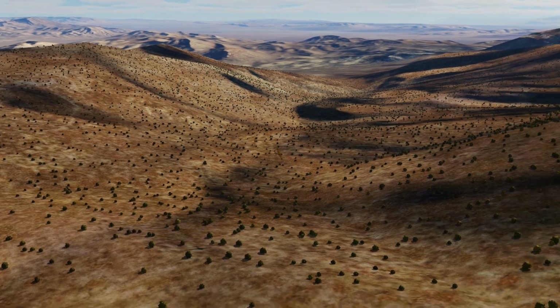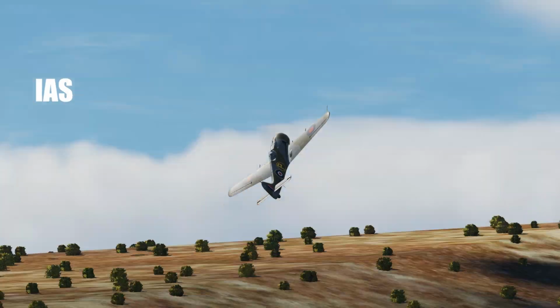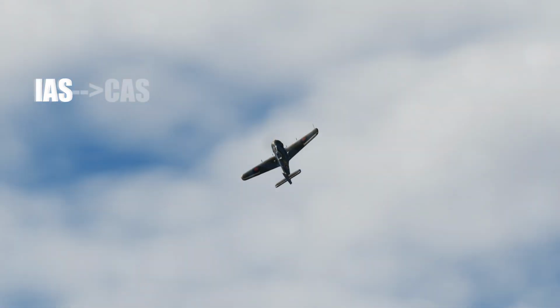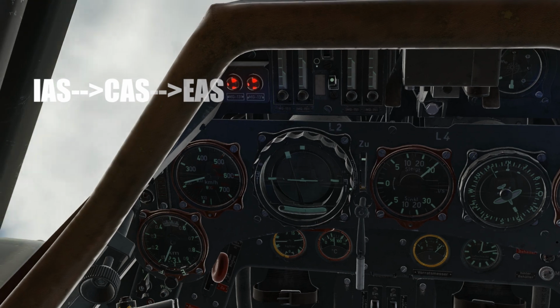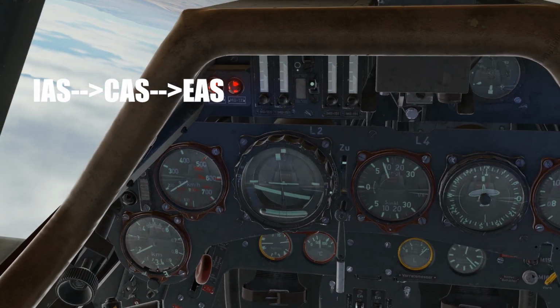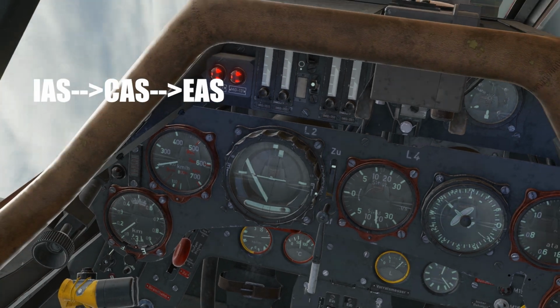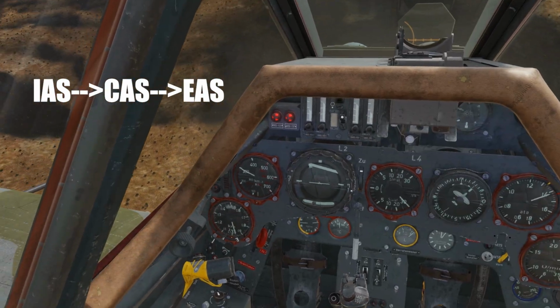For starters, we have 6 types of airspeed. Indicated airspeed, which is what the instrument in your cockpit is showing. Calibrated airspeed, which is what the instrument should be showing. Equivalent airspeed, which is a measurement of the dynamic pressure, expressed as an equivalent to a free-flowing mass of air that is not compressed. We'll get back to this in the future.